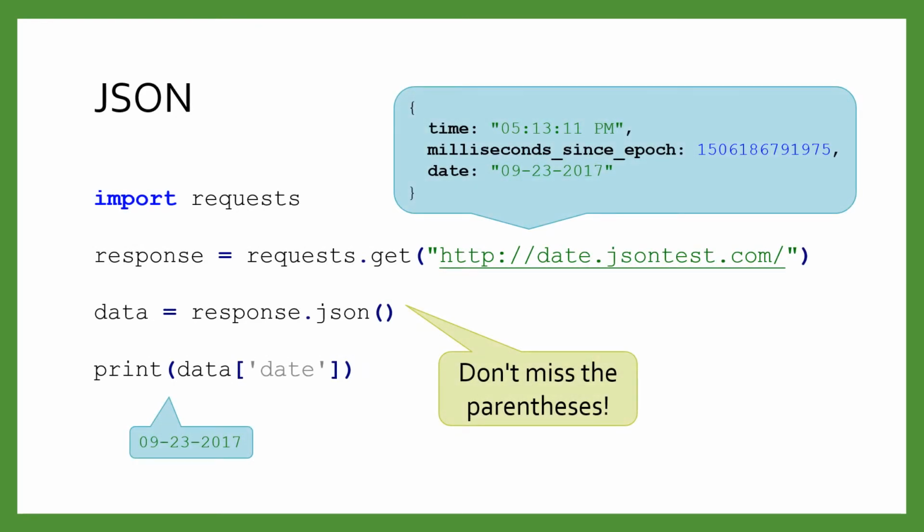If the text content we retrieve from the website happens to be in the JSON format, requests has a simple way to process it using the JSON method. Confusingly, JSON is a method call instead of an attribute, so make sure you do use parentheses with it, unlike the text attribute. Here, we use a website that returns the current date and time as a JSON object.